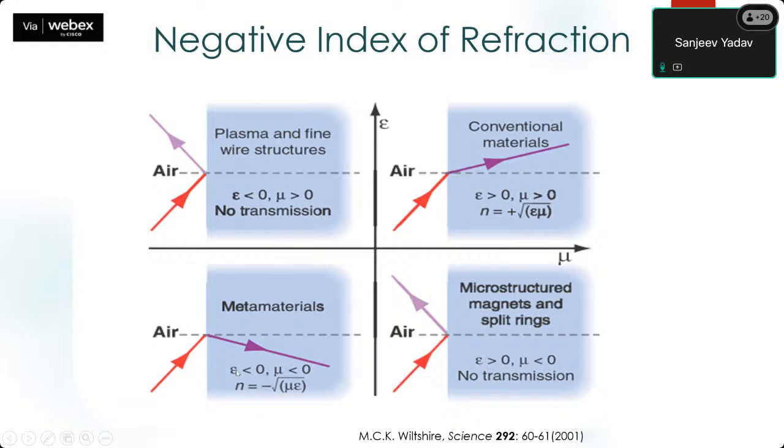Now here we come to both epsilon less than 0 and mu less than 0. So here the refractive index comes to be negative. The incident wave goes and comes back to the same medium. But in the other three, you can see either no transmission, or the transmission goes on the other side, into the conventional material. So these are the metamaterials where both mu and epsilon are negative, and the refractive index is also going to be negative.